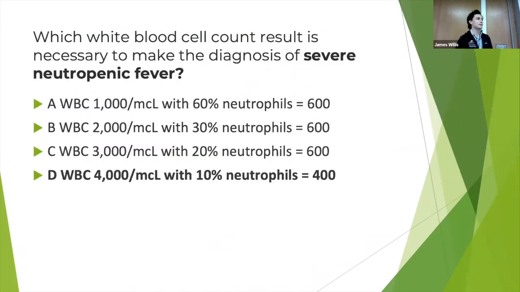So you can see here how you calculate it. Basically, you just multiply the white blood count by the percentage of neutrophils present on the differential. So you can see here that only D is less than 500 at 400. So that's why that one is specifically severe neutropenic fever.